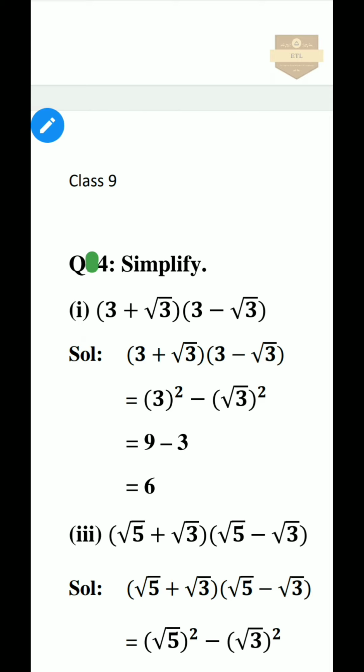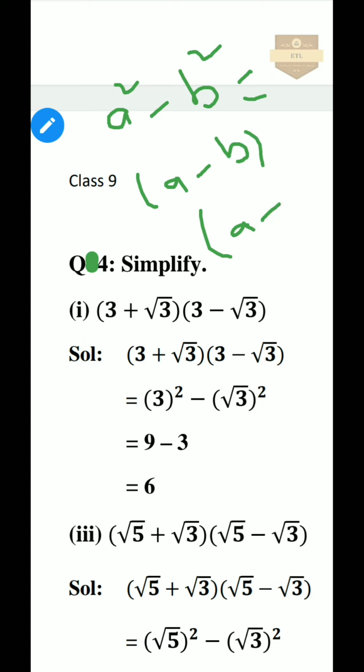So here we will apply the formula of a square minus b square, which is a power 2 minus b power 2 is equal to a minus b into a plus b. So we can write it as 3 power 2 minus under root 3 power 2. So this power will be cancelled with under root, and 3 power 2 is equal to 9 minus 3, which is equal to 6, which is our answer.